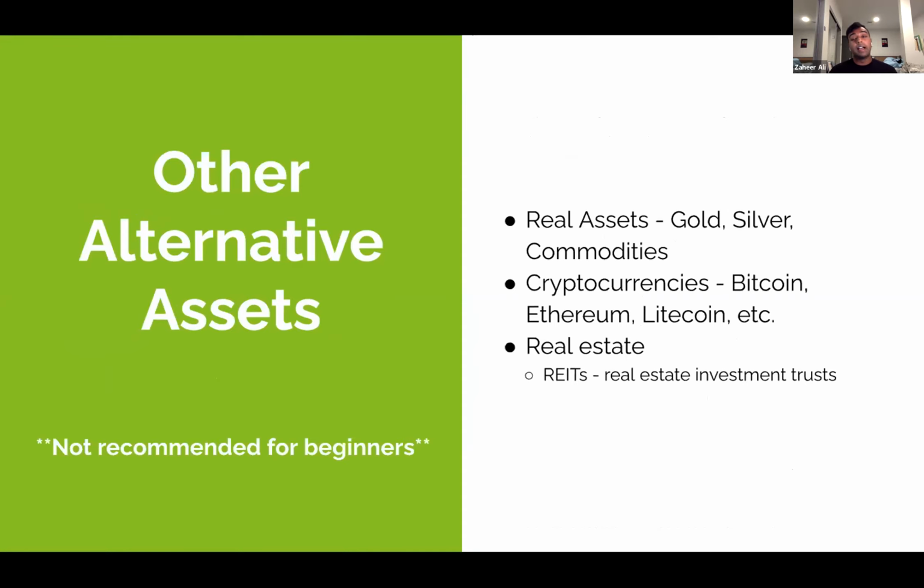So some other alternative assets that are available would be real assets like gold, silver, any other precious metal. The downside with that obviously is the storage of these metals. How do you store this if you're keeping this? You can't just keep gold bars in your house. And buying and selling them is not the easiest thing either.